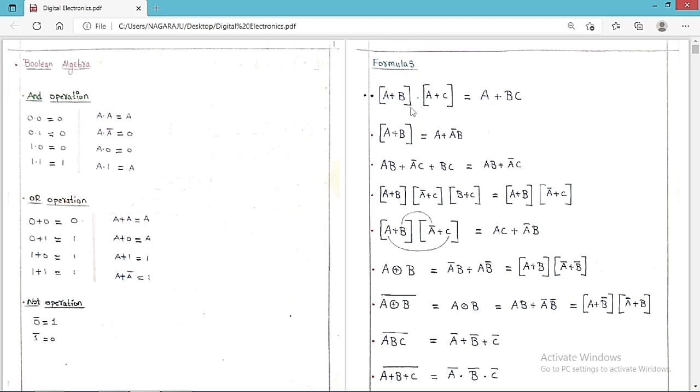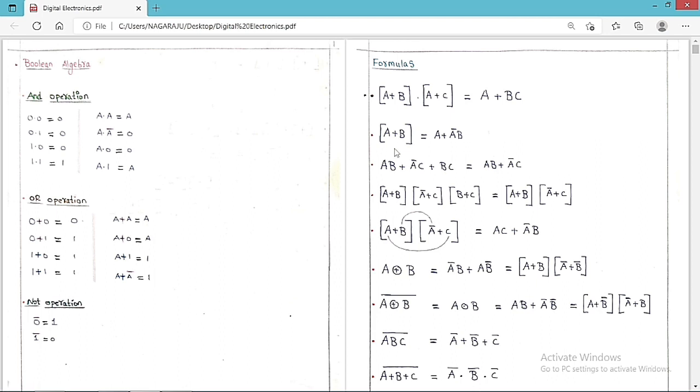Basically, here A is common, so write A, then the OR sign, and here it is B and here it is C. You just have to multiply these two things, B·C. So (A + B)·(A + C) is always equal to A + B·C. It's a very important formula.